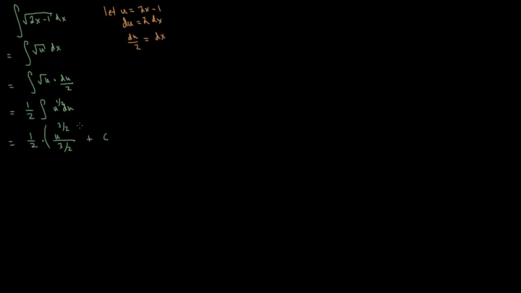Technically, we should probably put parentheses like that. And then we need to simplify. Let's see. We'll have a 1/2. We flip the 3/2 in order to multiply and simplify. So 1/2 times 2/3 is 1/3 times u to the 3/2. We don't have to worry about distributing the 1/2 across the c, so we can just say plus c. And there we go. Oh, we need to make our last substitution back to x's. So it's 1/3. Now what did u equal? 2x minus 1.